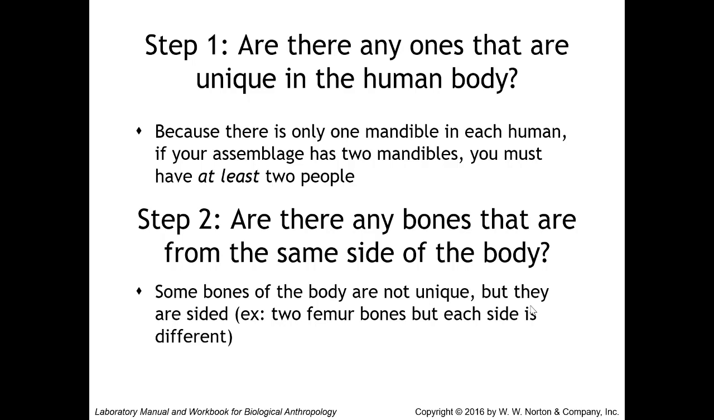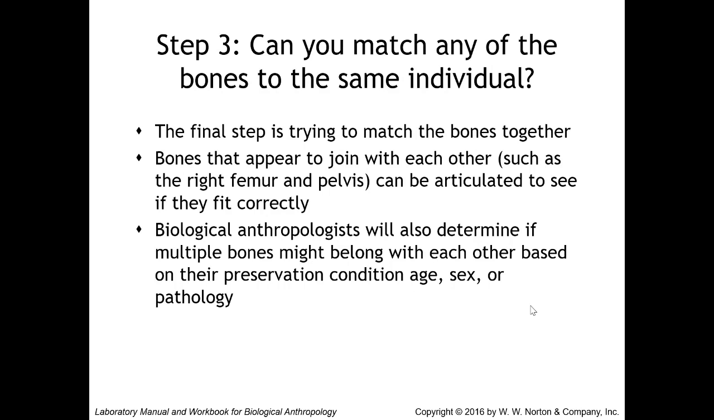So step 1, any bones unique to the human body. Step 2, are there any that are from the same side of the body? And then step 3 is, can you match any of the bones to the same individual? So the final step is trying to match the bones together. Bones that appear to join with each other, such as the right femur and the pelvis, can be articulated to see if they fit correctly. If they do, then the femur and pelvis belong to the same person, not to two different people.